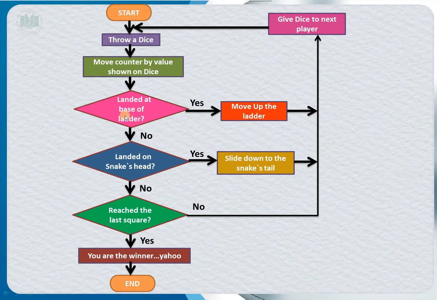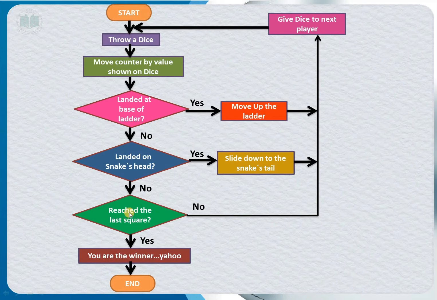Did you land on the base of a ladder? Did you land on the head of a snake? Or did you reach the last square? If any of these conditions is true, then you have to perform these tasks. If these conditions are true, you have to perform these tasks. And if this condition is true, you are the winner. So you are going to check all these conditions every time you throw your dice. Whenever you throw your dice, you have to check these three conditions. Whichever is true, you are going to perform the task accordingly.